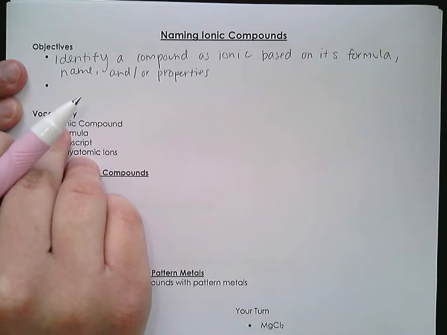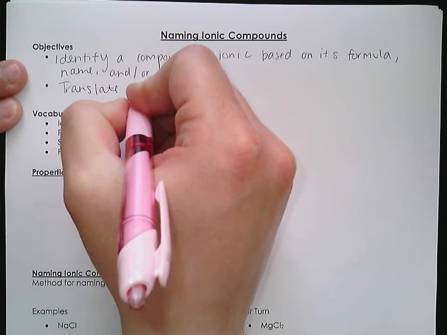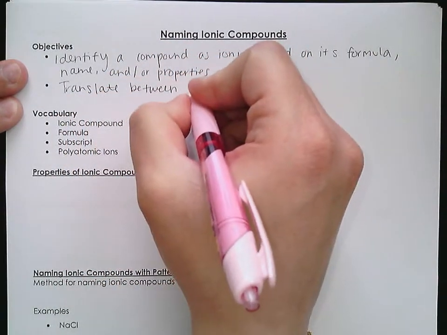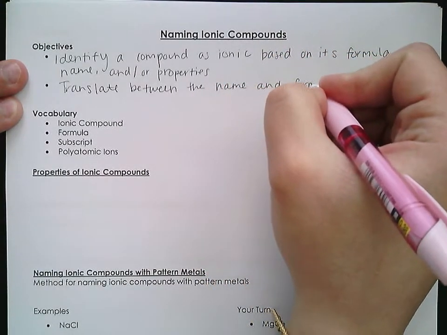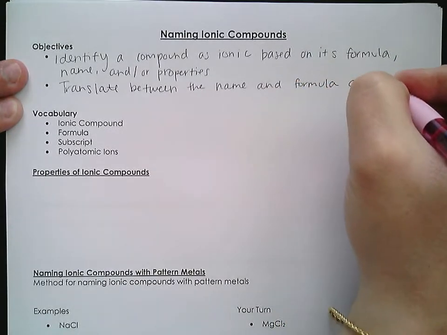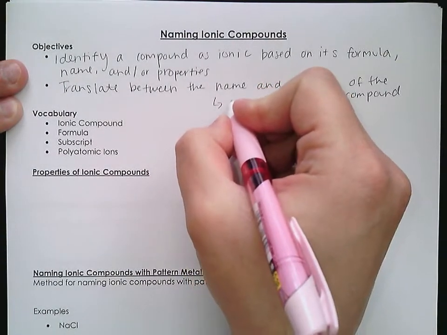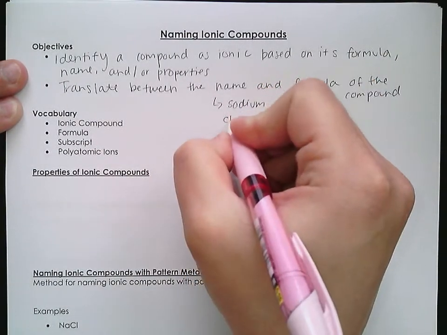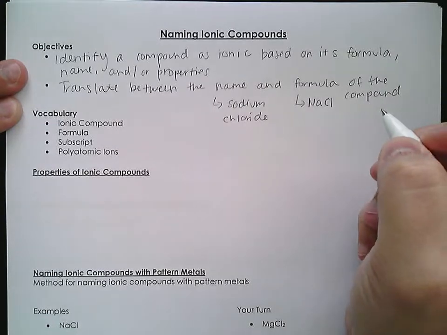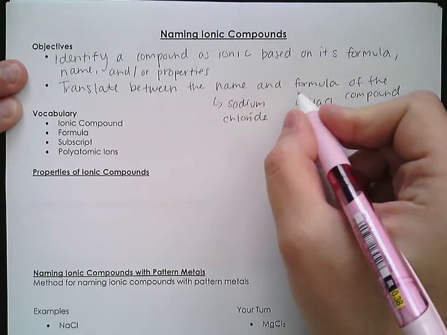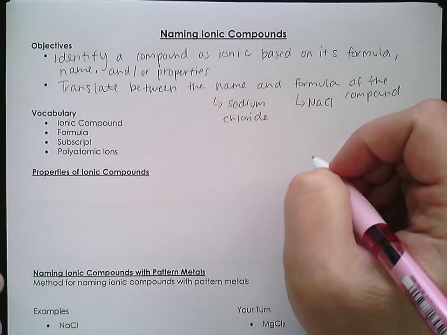The second thing we need to be able to do here is to translate between the name and formula of the compound. What I mean by that is the name may be sodium chloride, and then the formula would be NaCl. So the name is the words, and the formula is what lots of times you all will call the abbreviation for it. This is the chemical formula for that.